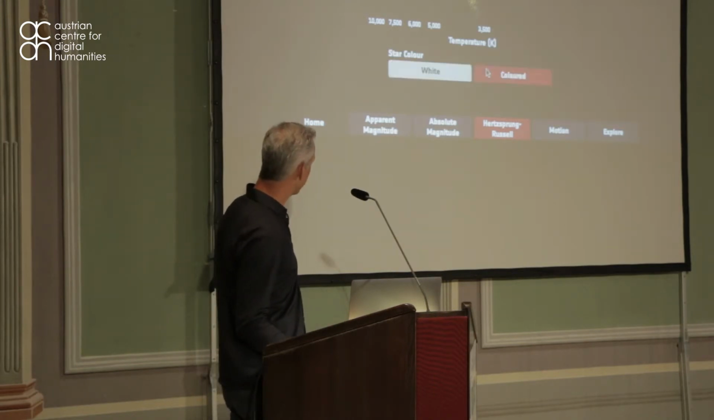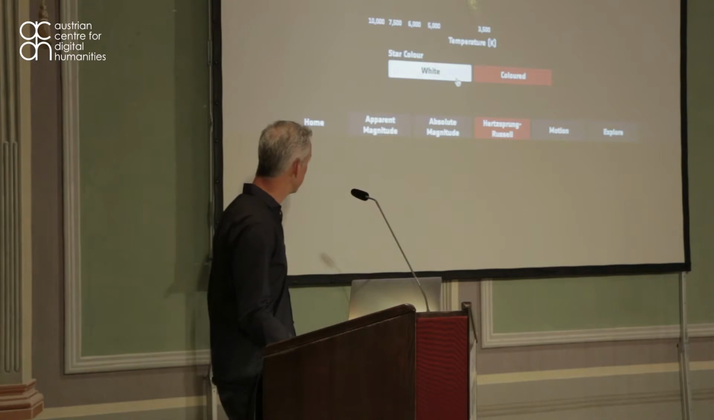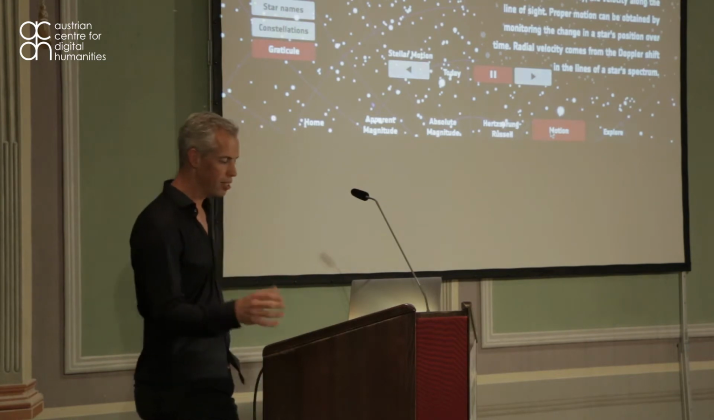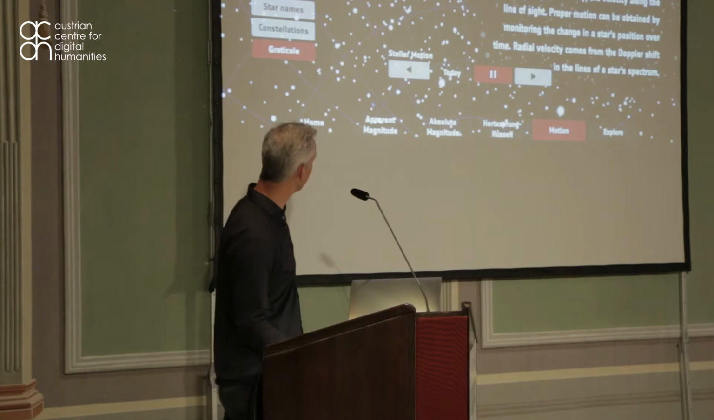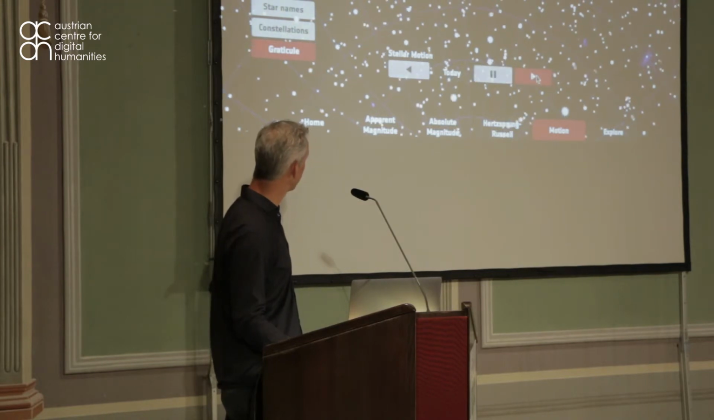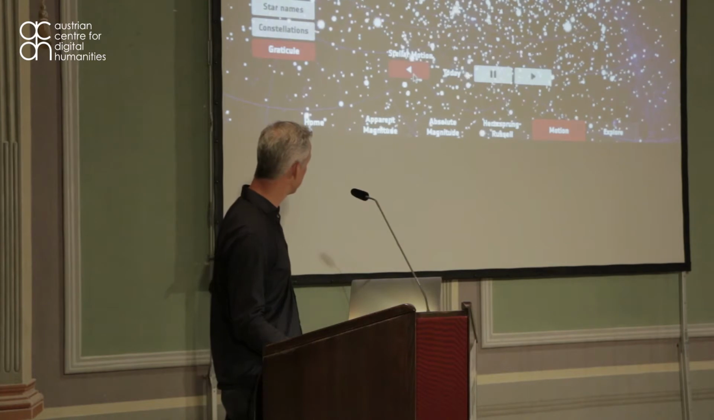Here you can turn on the color of the stars based on the temperature. And well, if you look at the sky, you might think stars are stationary, but they actually move. So what I did was I created a simulation of how stars move in the sky. So you can move forward, and you can move backwards in time.